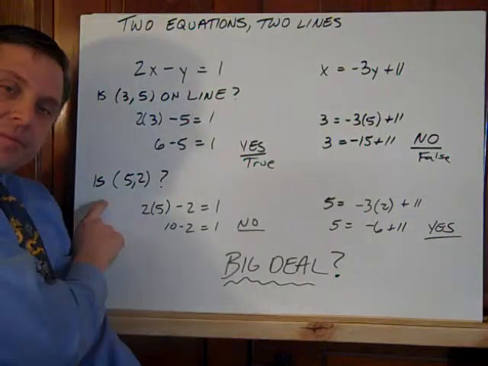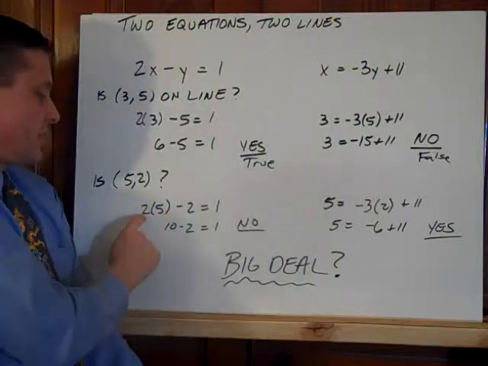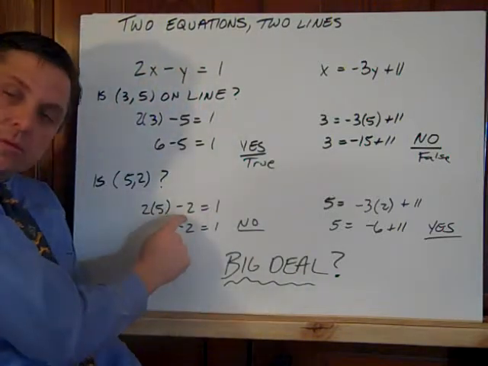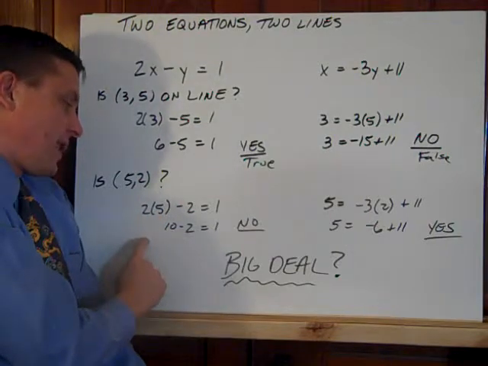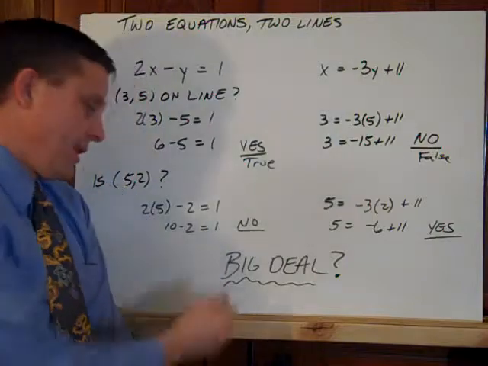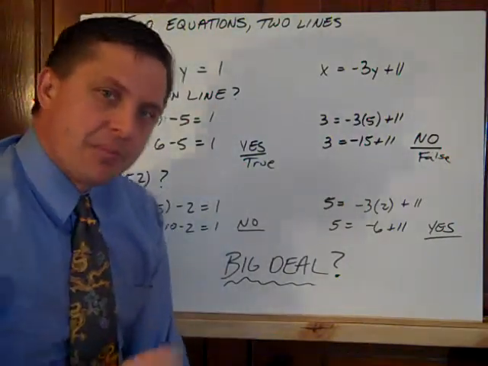Then I pick another point, (5, 2). x is 5, y is 2. Plug it into the equation. Again, x is 5, so I'll replace x with 5, and I'll replace y with 2. And I find that on the left side, it's not on the line. Over here I find it is on the line. And you notice I put at the bottom, big deal. It is a big deal.